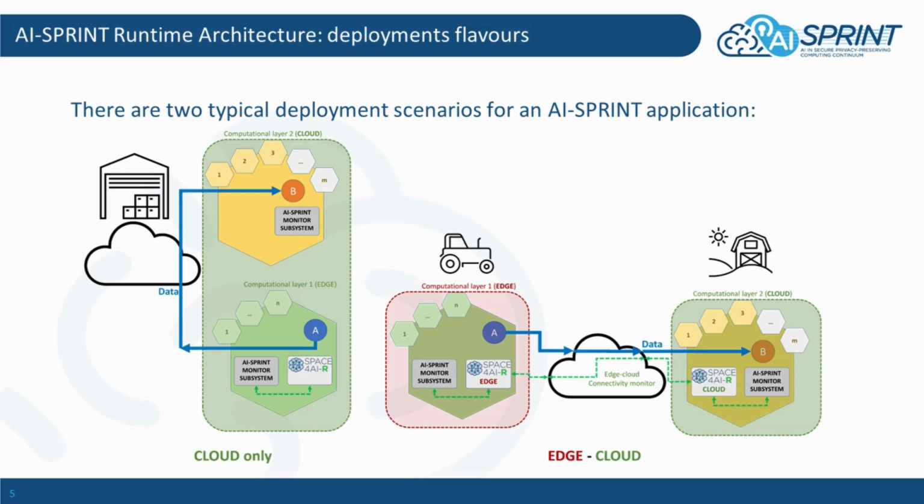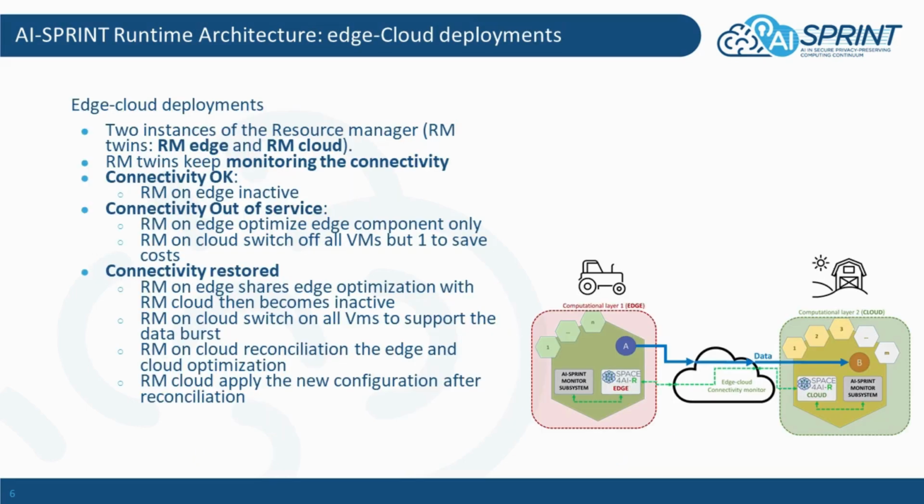These runtime manager twins work together monitoring the network connectivity. If the network connectivity is okay, only the runtime manager on the cloud is in charge of making all the optimization for the iSprint application. Instead, when the runtime manager detects a loss of connectivity between the cloud and the edge, both runtime managers start to optimize the components, one on the cloud and one on the edge.